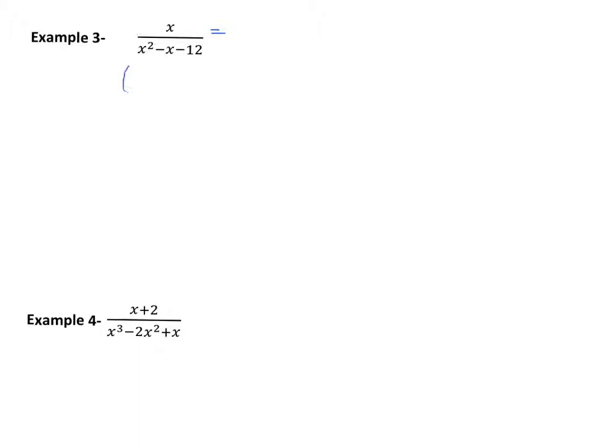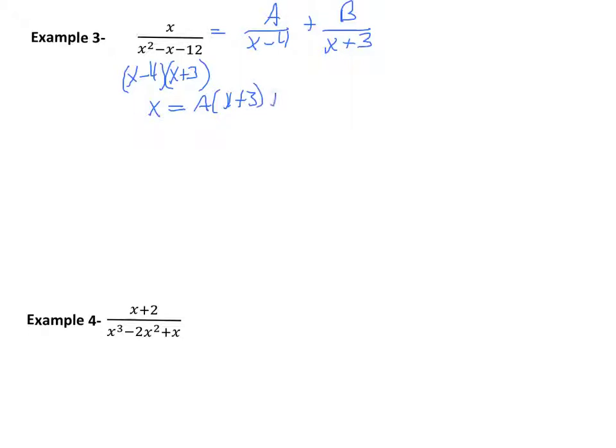Again, first step: factor that denominator. So what does x squared minus x minus 12 factor into? Okay, so now we separate them. Times everything by x minus 4, x plus 3. So on the left we get x. On the right we get a times x plus 3 plus b times x minus 4. Now, let's do the systems one again on this one so you can see it again.